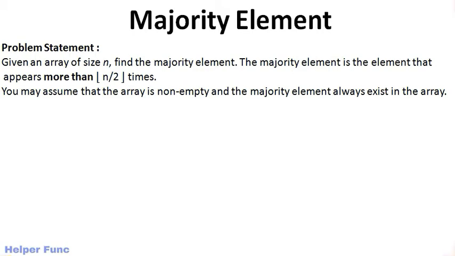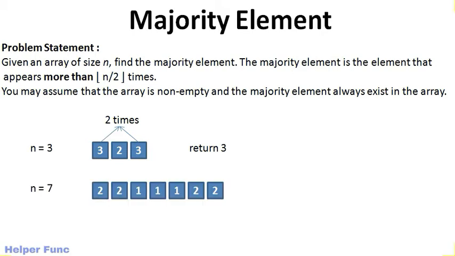You may assume that the array is non-empty and the majority element always exists. Thus, the problem guarantees that there always exists a majority element and we just need to return that element. So for this example, 3 appears 2 times, which is greater than n by 2, thus we return 3. And for the second example, n is 7, thus n by 2 is 3, and because 2 appears 4 times, we will return 2 as our answer.